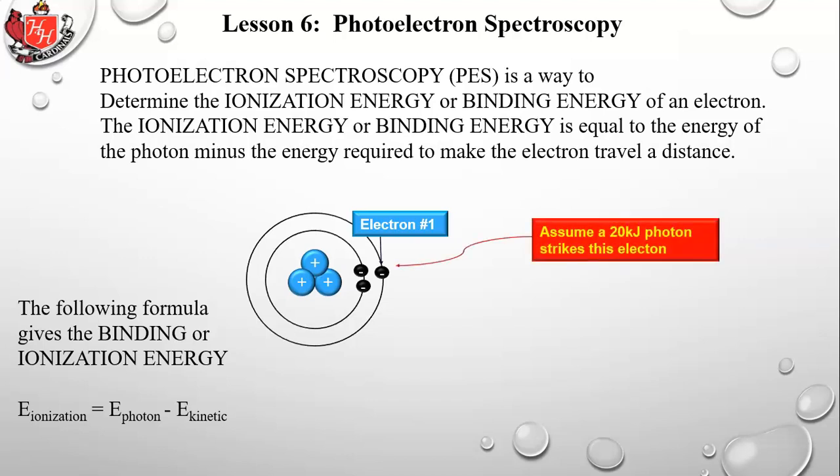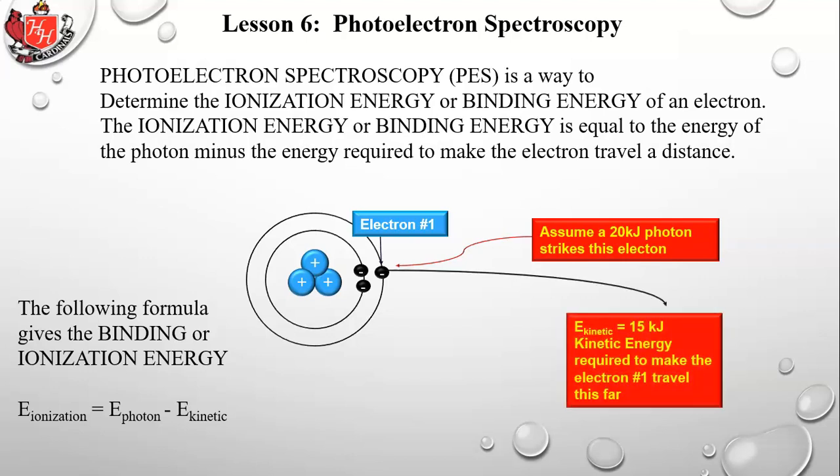So let's assume that a photon with 20 kilojoules of energy strikes that electron. If that's enough to cause it to be released from the atom, it's going to cause that electron to fly out into space. So let's say that electron follows that black arrow and flies out with 15 kilojoules of energy. And just trust me, chemists and physicists know how to measure these things. So the energy of that electron coming out is 15 kilojoules. That's the kinetic energy of electron number 1 as it travels away.